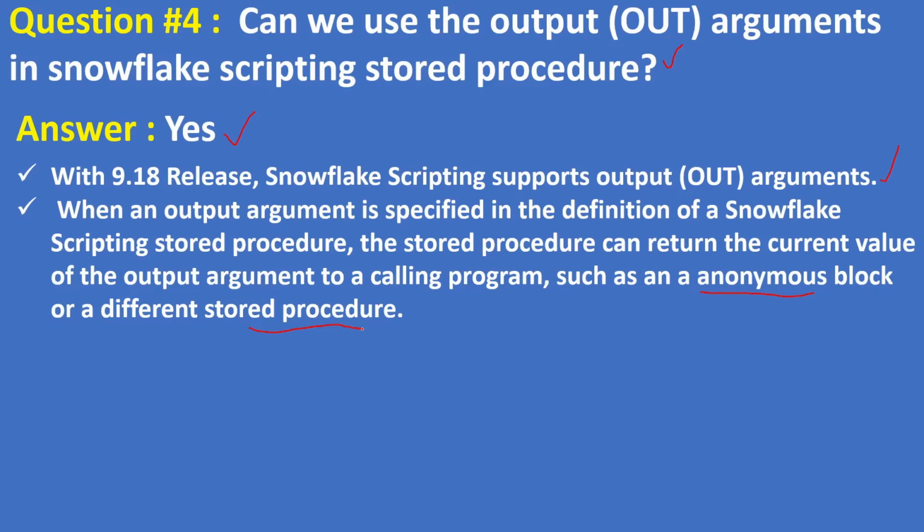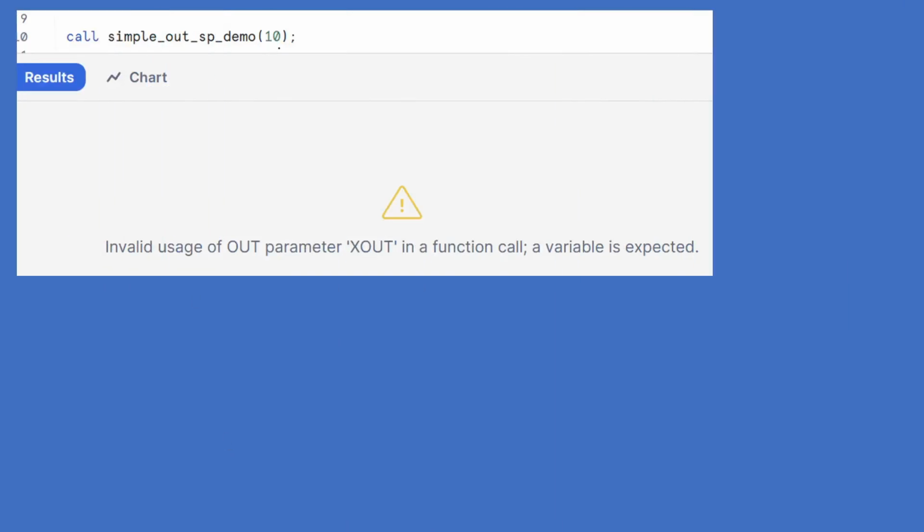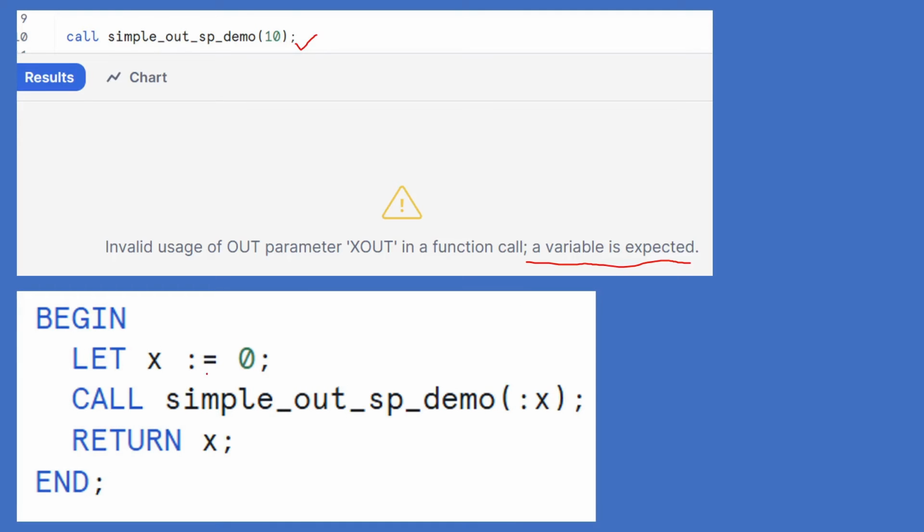As an example, if you define a procedure simple_out_spdemo with an OUT parameter xout of type number and set xout equals 2 inside, you cannot simply call it like call simple_out_spdemo(10), as this would result in an error indicating that a variable is expected for the OUT parameter to store its value. Instead, you need to call it from a block that provides a variable for the OUT argument to store its value.